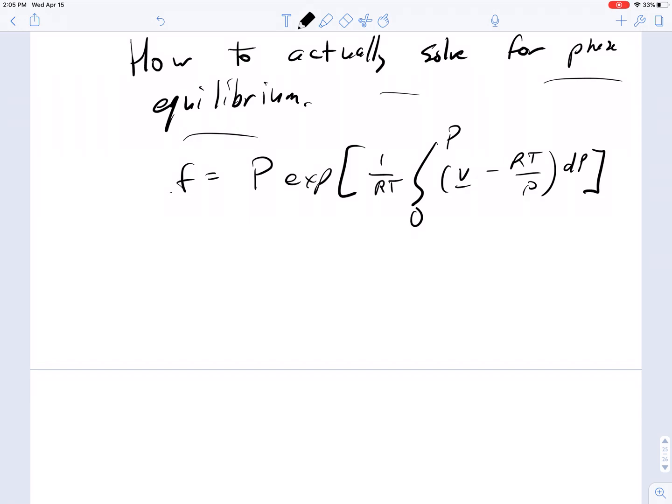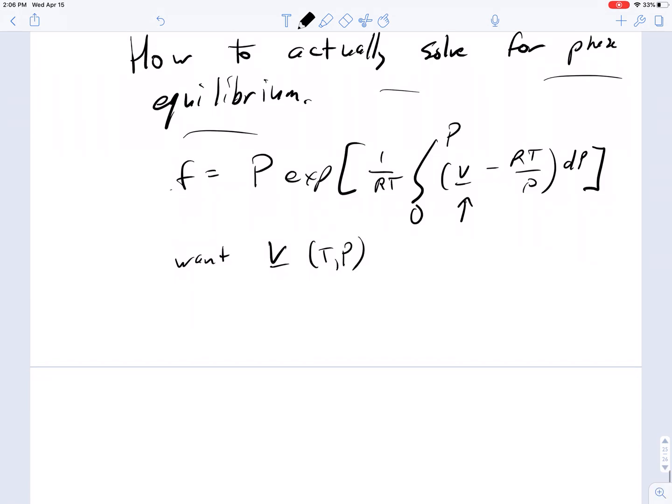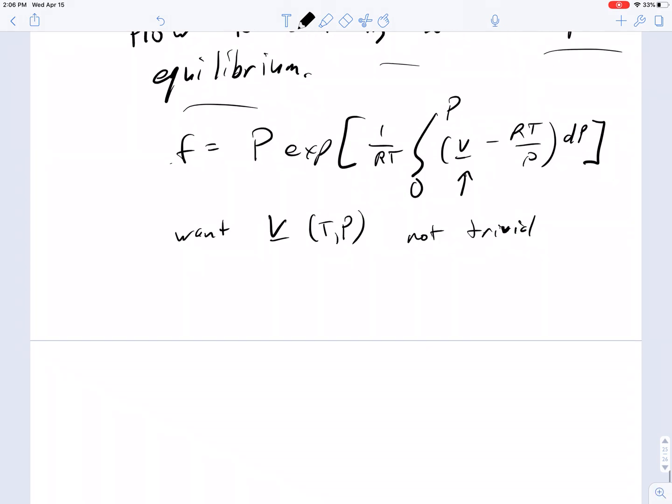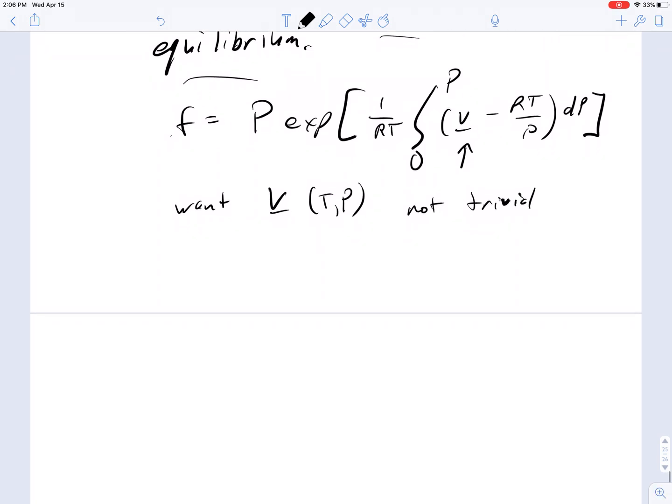with your careers. So we could do this if we had an equation for V as a function of T and P. We want V as a function of T and P. But as we talked about earlier, this is not so easy because this is not trivial. It's a cubic equation, and cubic equations are a pain to solve. At minimum, it's a cubic equation. It could be more.